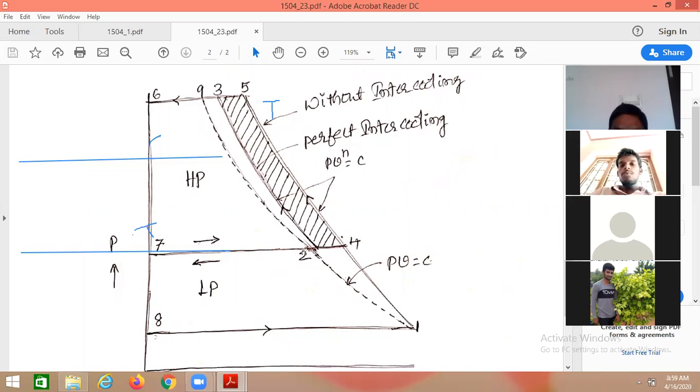That the temperature is same as that of the initial temperature before compression in the LP cylinder. That means 1-2 is an isothermal process. Here, at 1 and 2, the temperatures are the same. 1-2 is nothing but the isothermal process. That means with the introduction of the intercooler, isothermal compression is possible to be followed.